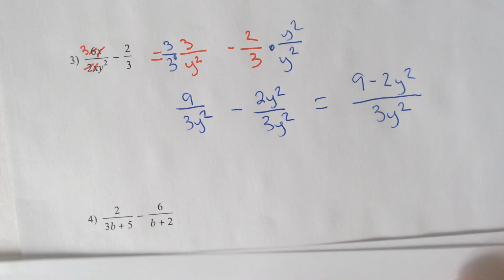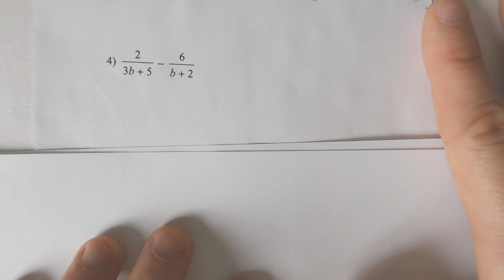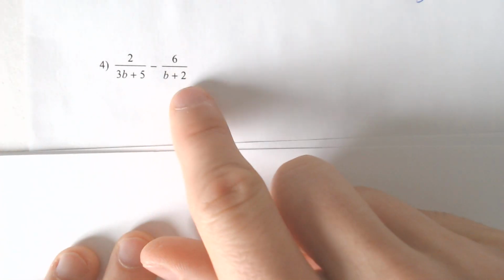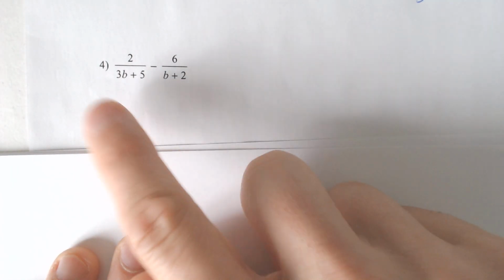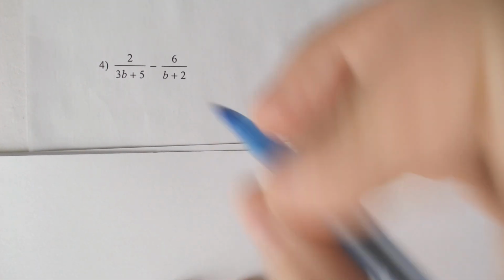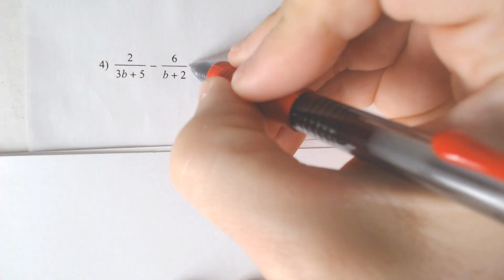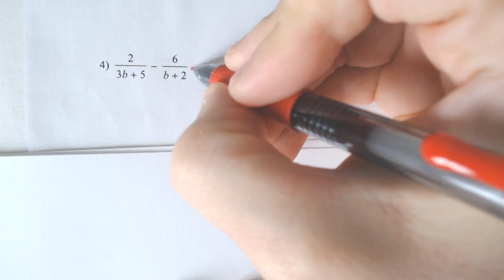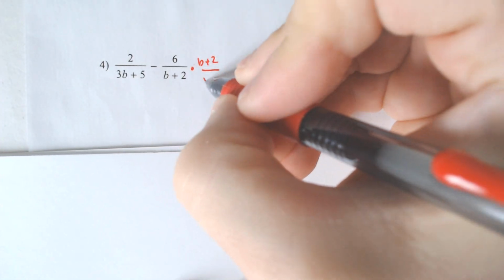All right. The next one, this is a more typical rational expression where you have two factors and they're both very different, because rational typically means that you're going to have fractions on the bottom. So here, again, you multiply by what you're missing. We are missing a b plus 2.